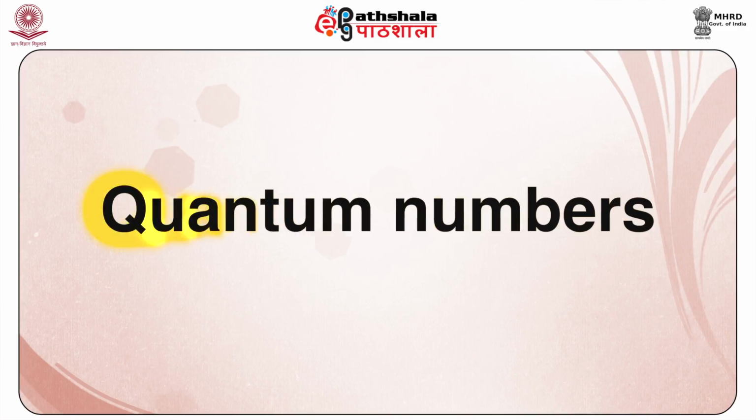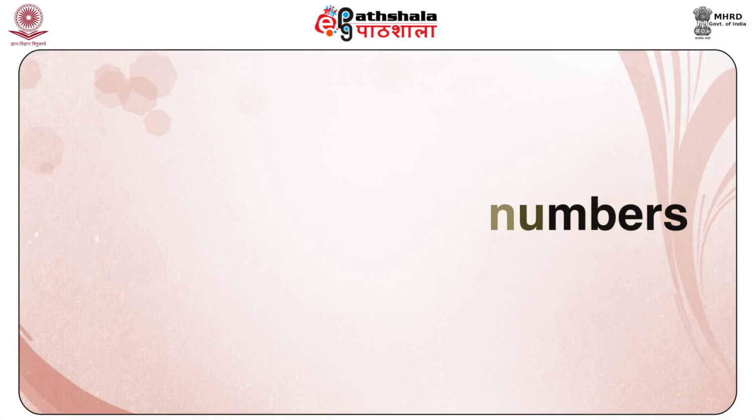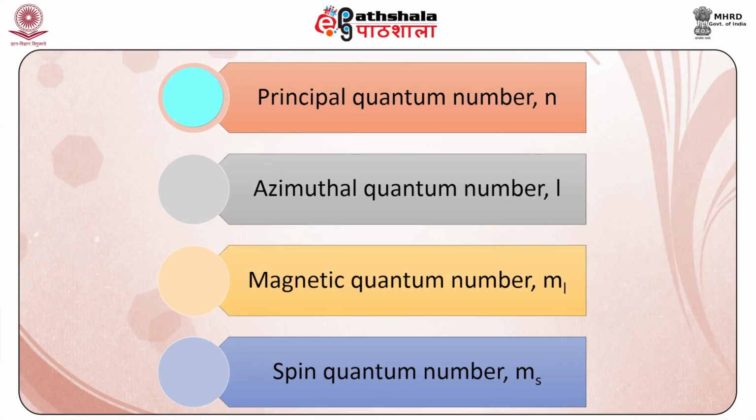Next, we will discuss the quantum numbers. First of all, why do we need quantum numbers? It is required in order to completely describe the position of the electron in an atom. Four quantum numbers are required, which can be named as: the first one is the principal quantum number, represented by the small alphabet n. Next is the azimuthal quantum number, represented by the small alphabet l.